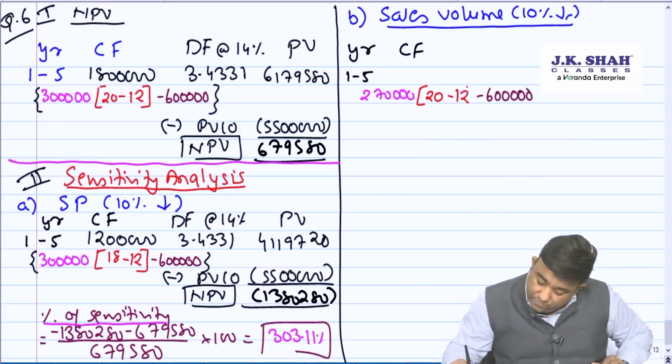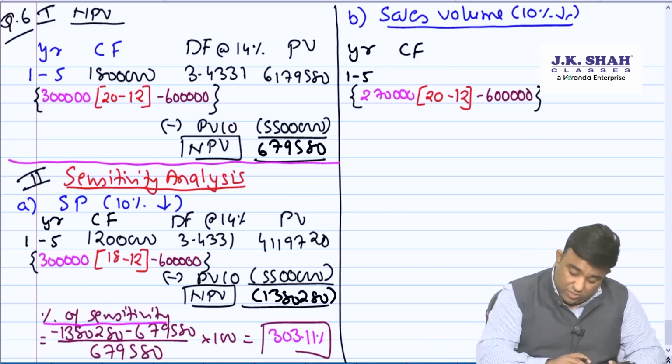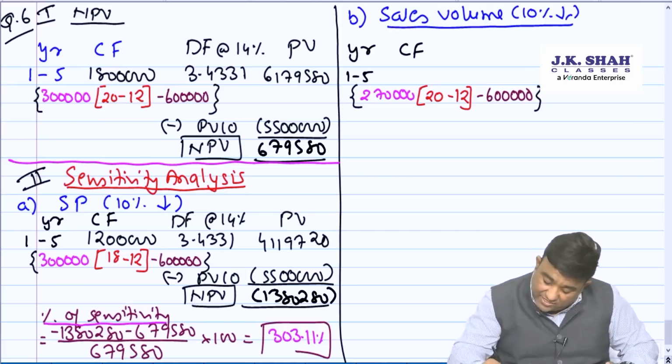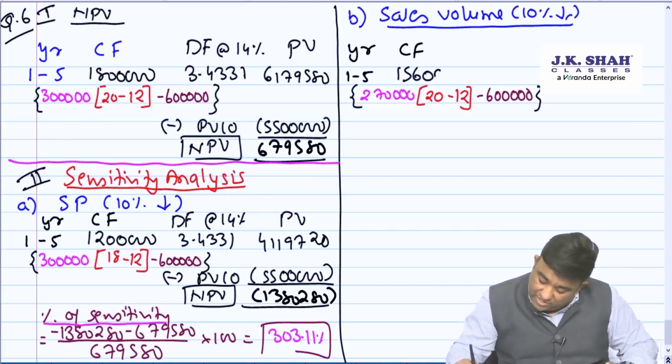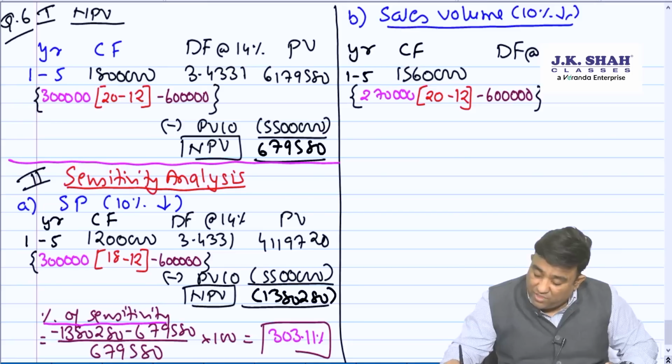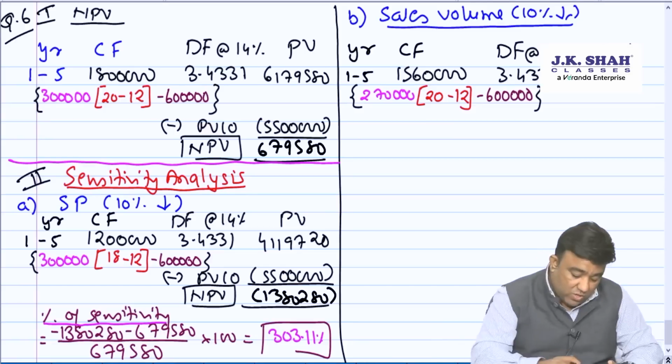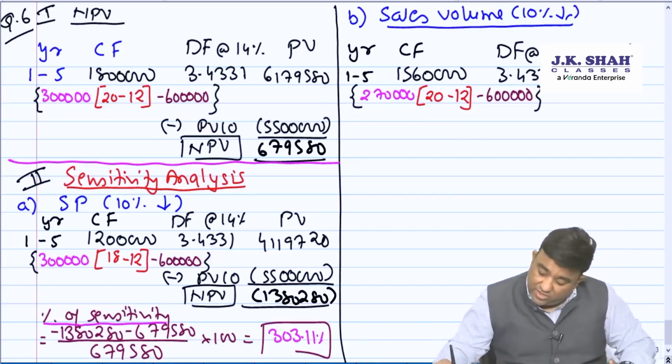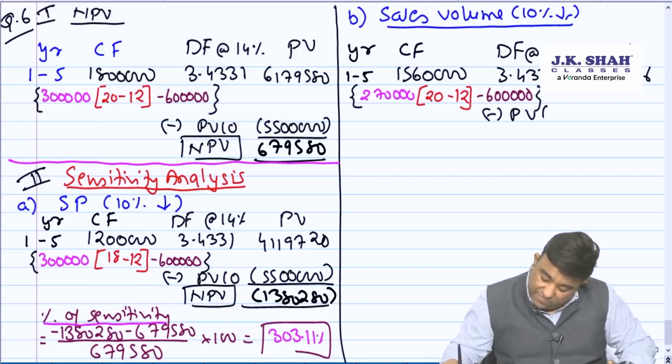Can I revise the mathematics? So that is 270 into 8 minus 6 lakh. 15 lakh 60,000. Discounting factor is 14%, which is obviously 3.4331. Can I have the present value, into 3.4331? It is 5355,636 minus PVCO, which is 55 lakh. Yes, it is negative.